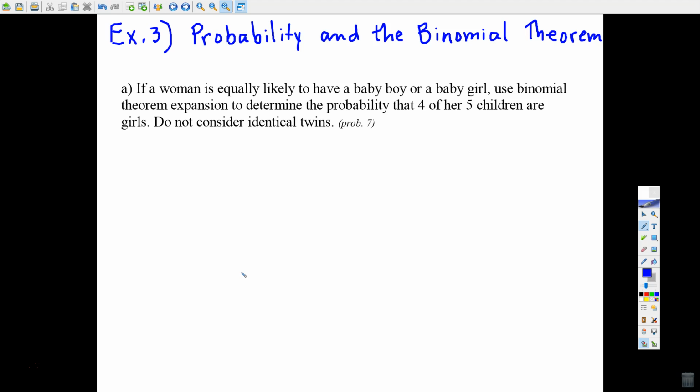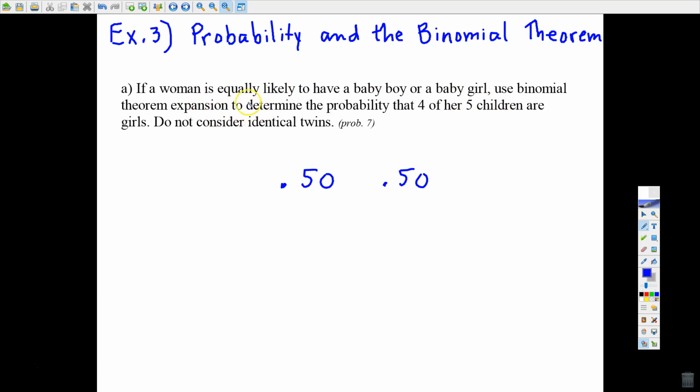Boy or girl. Okay? Now I'm going to start with what they tell me. They're equally likely to have a boy or a girl. So percentage-wise, that means 50% of each. Equally likely means that there's a 50% likelihood of either one. So to begin with on these probability problems, you're going to write down the percentage likelihood of each event happening.